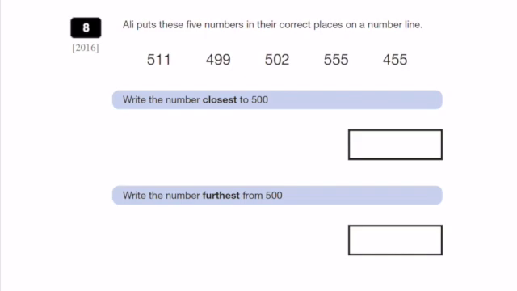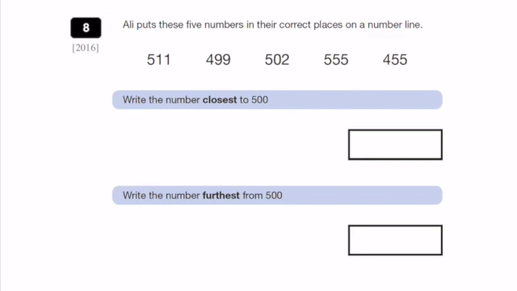All right, again, Ali puts these 5 numbers in their correct place on the number line. Write the closest number to 500. Write the number furthest from 500. So put underneath each one, if it's more, put plus. If it's less, put minus. Press pause, then we'll do it together.